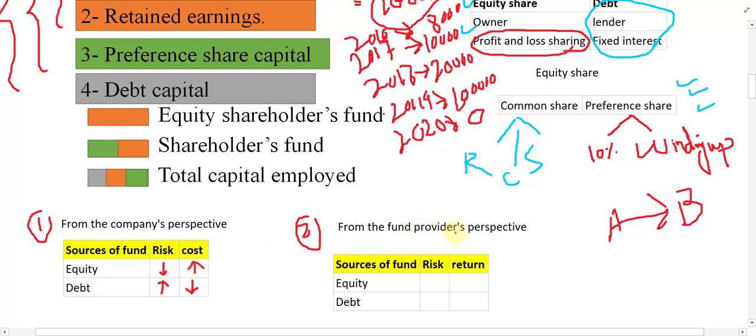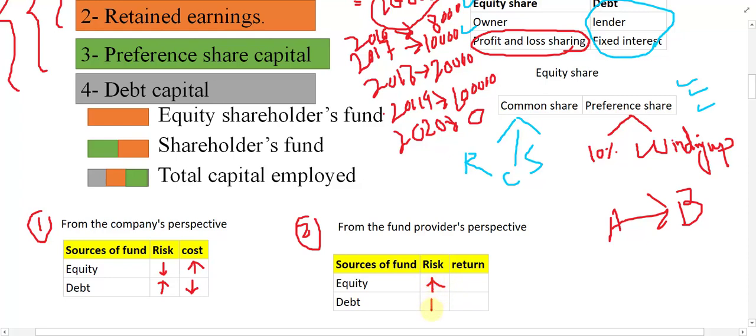Second, if we consider from the fund provider perspective, the risk of equity is more. See, from the company perspective, the risk is less. But from the fund provider perspective, the risk is more. Why is the risk more? Because they share in the profit as well as in the loss. If the business made a million profit, they will receive the profit. If the business made, for example, a million loss, they have to suffer the loss as well, right? That is why the risk is more.